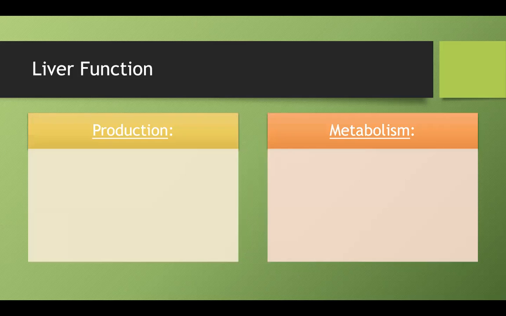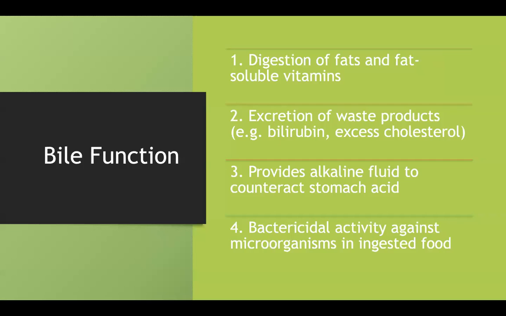So it is important. I tried to break this down to make it a little bit easier to understand all of the things. So we're going to talk about all of the important things that the liver produces, as well as all of the things that the liver metabolizes. So it produces bile. We'll start with that.